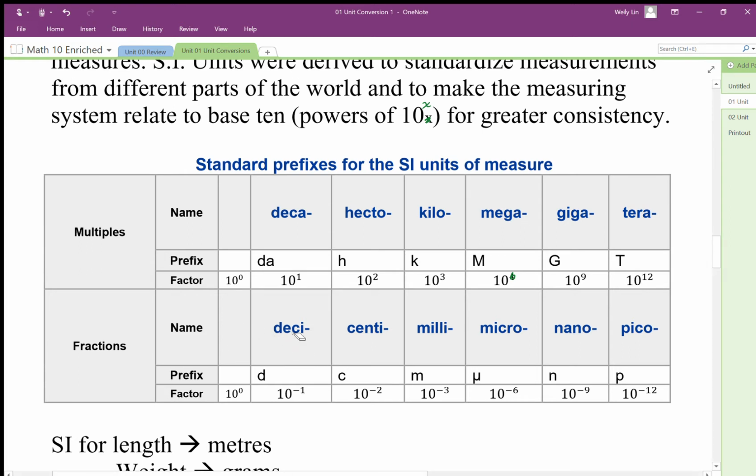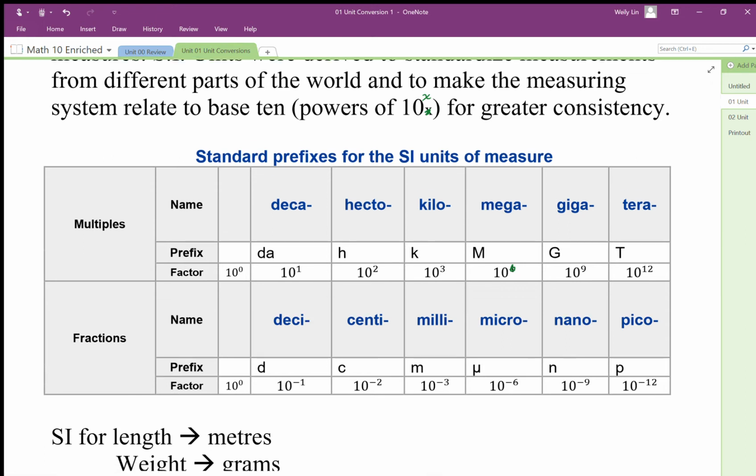When we get into fractions, okay, 1/10 is going to be deci, 1/100th is centi. So for example, a centimeter is 1/100th of a meter, milli is 1/1,000th, micro is 1/1,000,000th, nano is 1/1,000,000,000th, and pico is 1/trillionth. Okay, and these are our prefixes for these measurements.